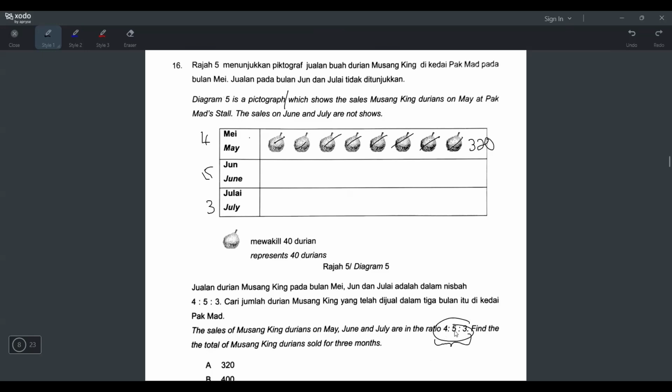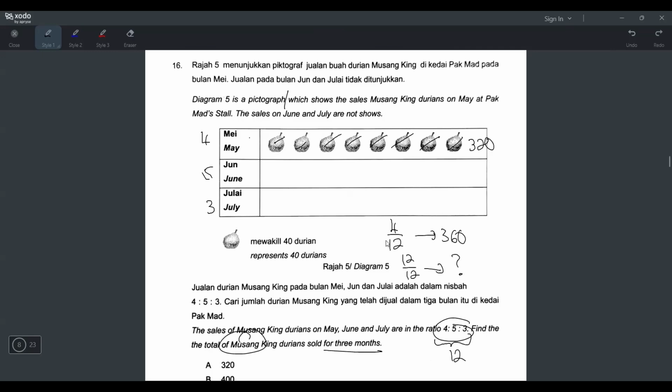But what is 4 plus 5? 9, 9 plus 3, 12. So it means the total portion is 12. That means 4 over 12 is equivalent to 360 durians, right? And what they're asking you is the total Musang King durians sold for 3 months. Means they're asking you what is 12 over 12 equivalent to how many durians, right?